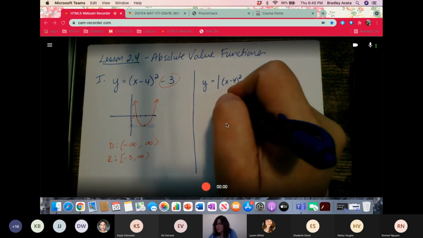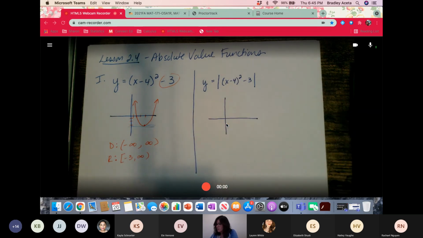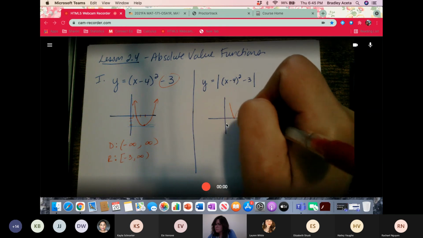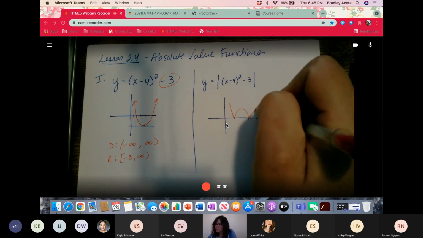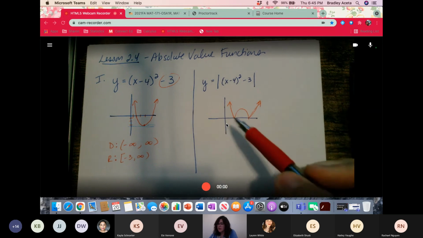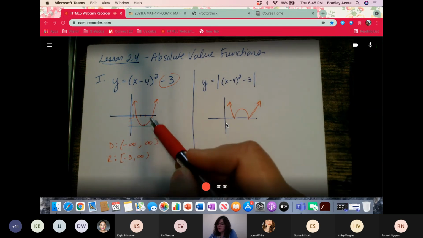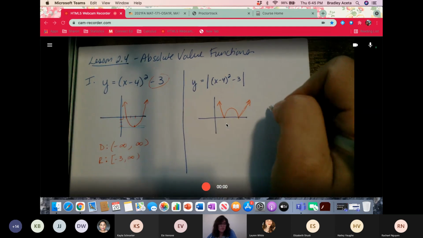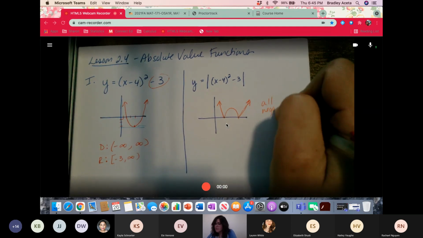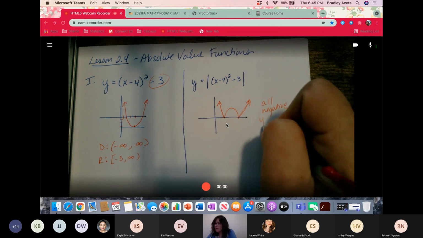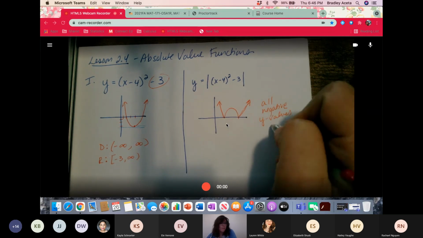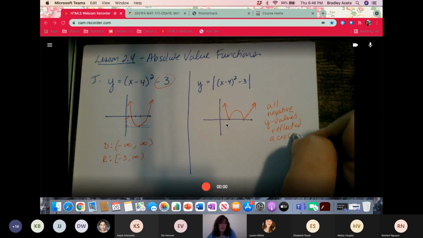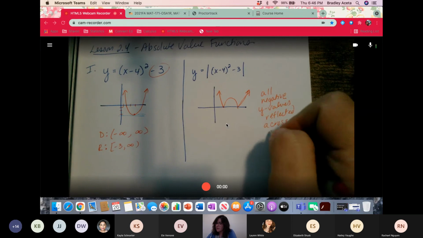So this picture that I have right here would go something like this. Oh, it's kind of terrible, but all that parabola right here, all these negative y values would come up. So write that down. All the negative y values are reflected across the x and become positive.